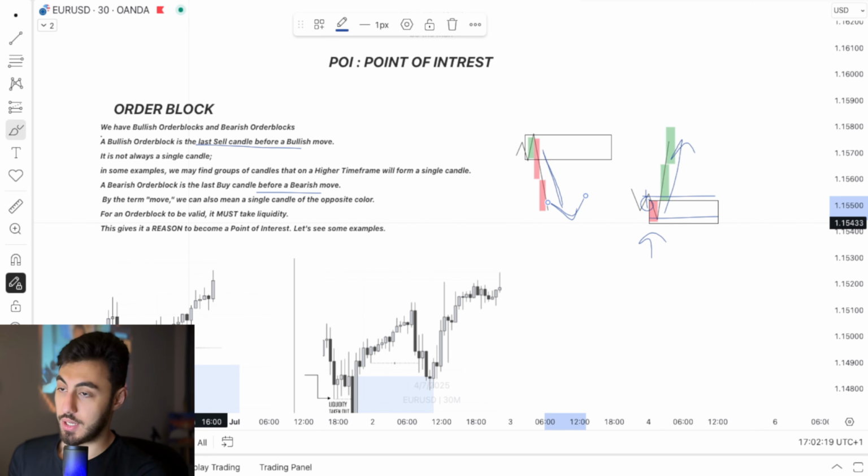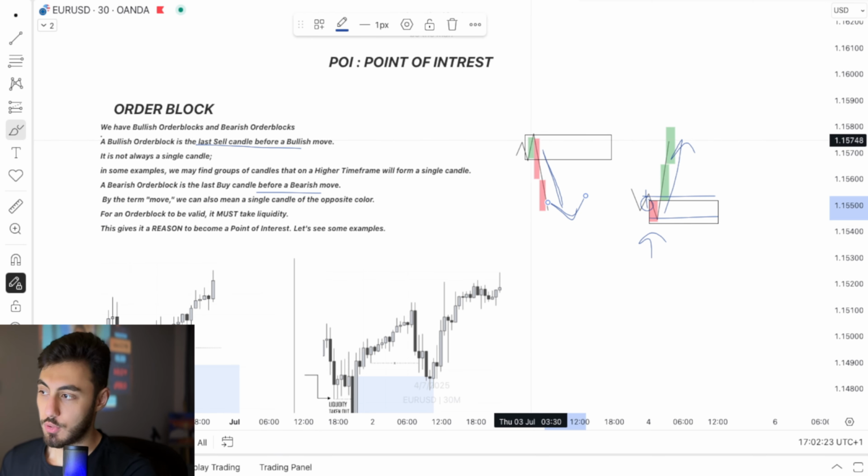For an order block, if you want to find a valid order block, that order block should take liquidity. If you take a look at the order blocks here, I'm going to show you some examples.